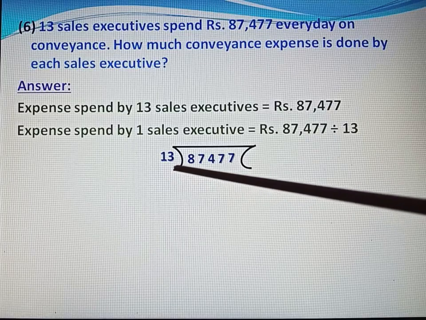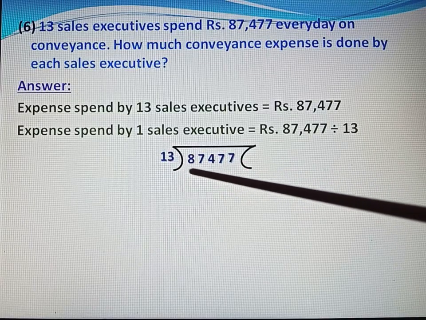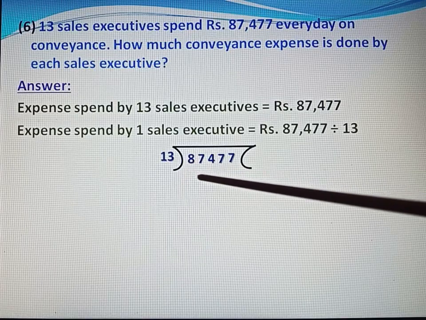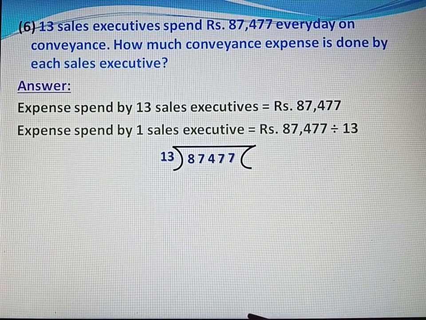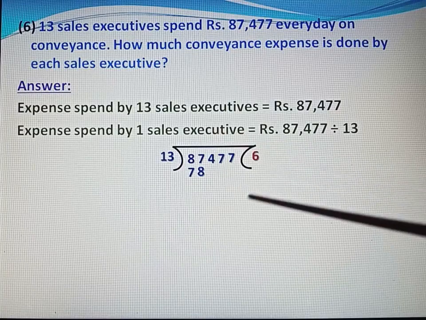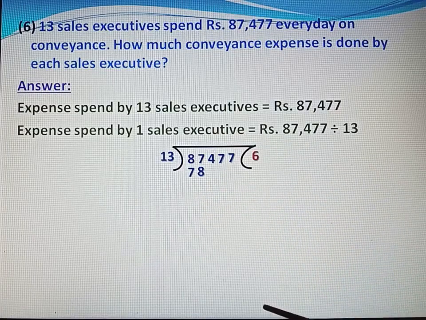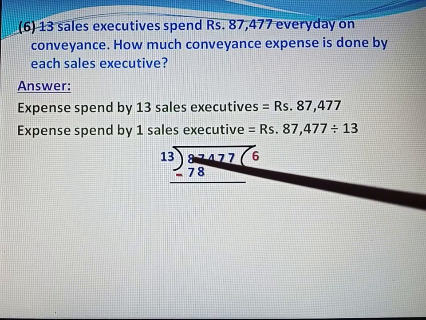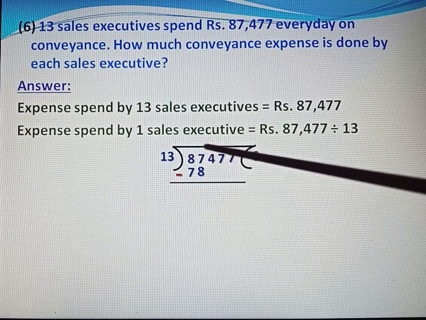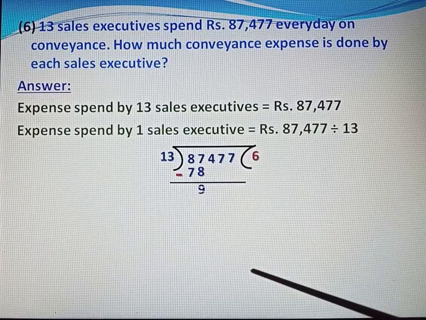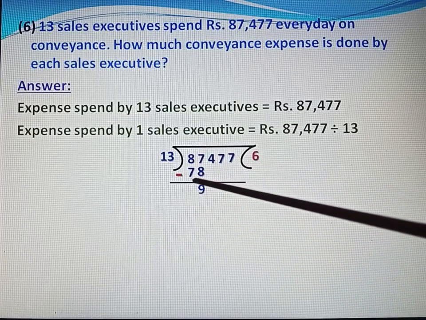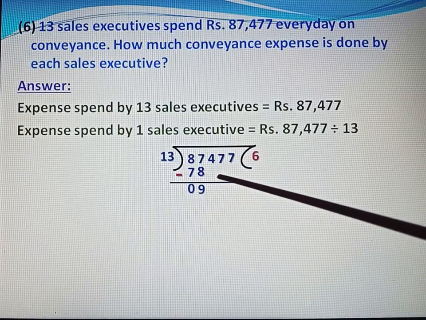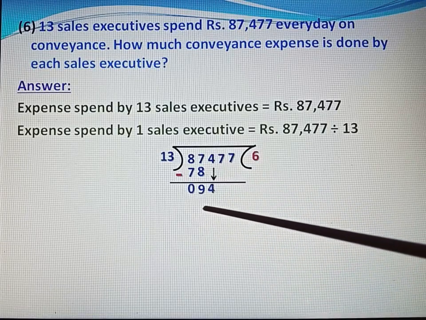Now we will multiply this 13 by that number so that it is equal to 87 or less than 87. It should not be greater than 87. So we will multiply 13 by 6. 13 multiplied by 6 equals 78, and then we will do subtraction. See, the 7 is smaller than 8, so we will borrow from the next number. This 8 will become 7, and this 7 will become 17. 17 minus 8 is 9, and this 7 minus 7 is 0. And then we will take the next number, that is 4. Right here 4, the number formed is 94.